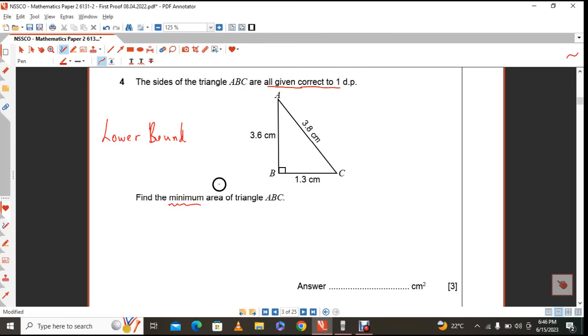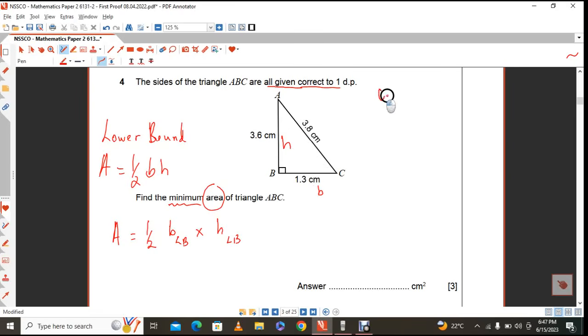Now, another thing worth noting is that the area formula of a triangle is half times base times height. Since you are multiplying, and the rule with multiplication is that you multiply the lower bounds, the area would be a half, nothing you can do, that's part of the formula, but you'll take the lower bound of the base times the lower bound of the height. That's what you're going to do in this particular case. I wrote them as subscripts there so you can know. Basically we just need a 3.6 and a 1.3, because this could be the height and this could be the base, as long as they are perpendicular. So this measurement here has nothing to do with finding the area.